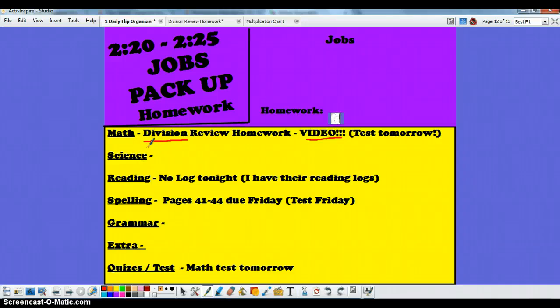If you open up your student's organizer, their homework review should say that they have a division review homework sheet due tomorrow. And in fact, they have this video that they can watch tonight that will give them some of the answers because we have a test tomorrow. And this review sheet will give them questions that look almost identical to the test questions, but really they're not the same. However, they will help them practice for tomorrow's test.